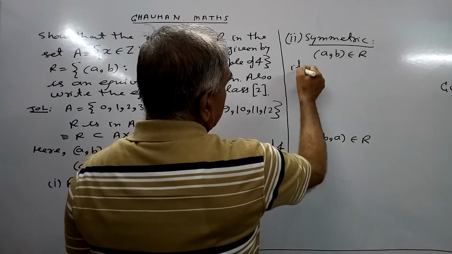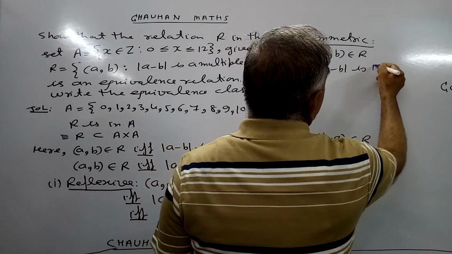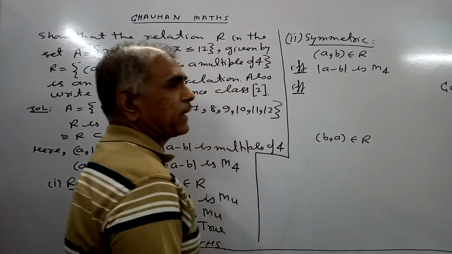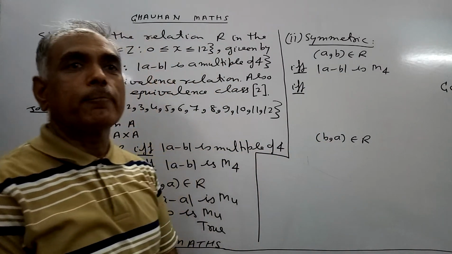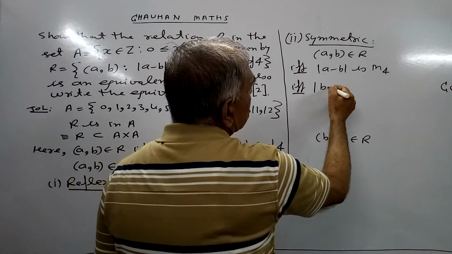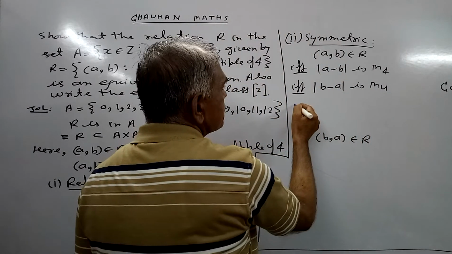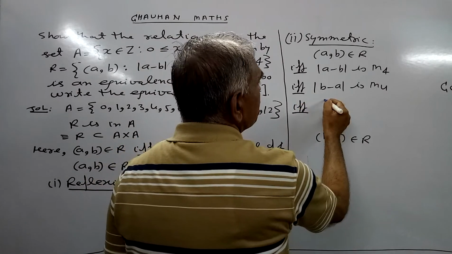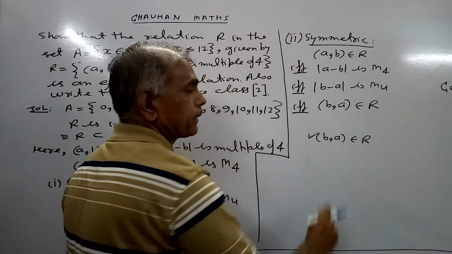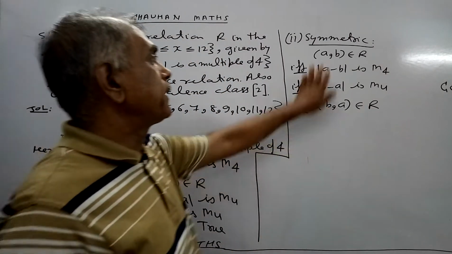So this can be written as |a − b| is a multiple of 4. We know that |x − y| is equal to |y − x|. So |a − b| can be written as |b − a| is a multiple of 4. And this definitely means b related with a. So (b, a) belongs to R. The target is achieved, and therefore the relation R is symmetric.